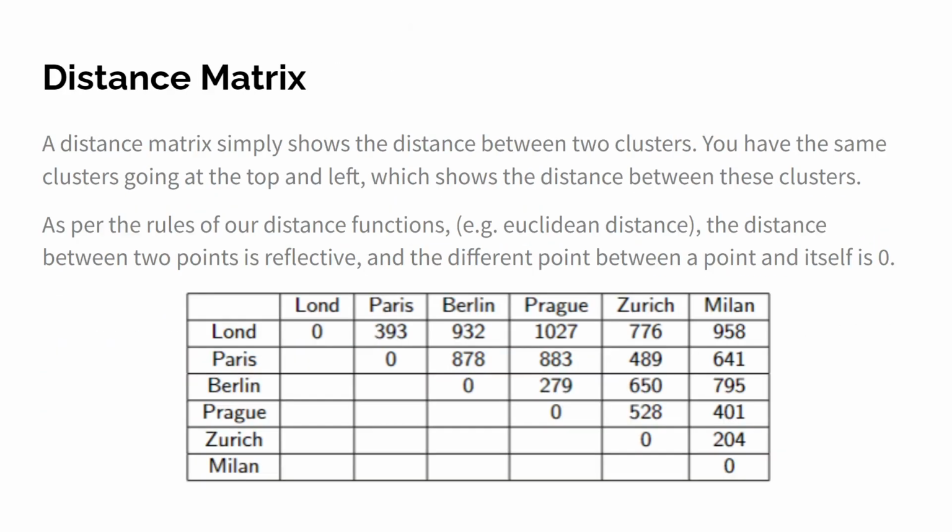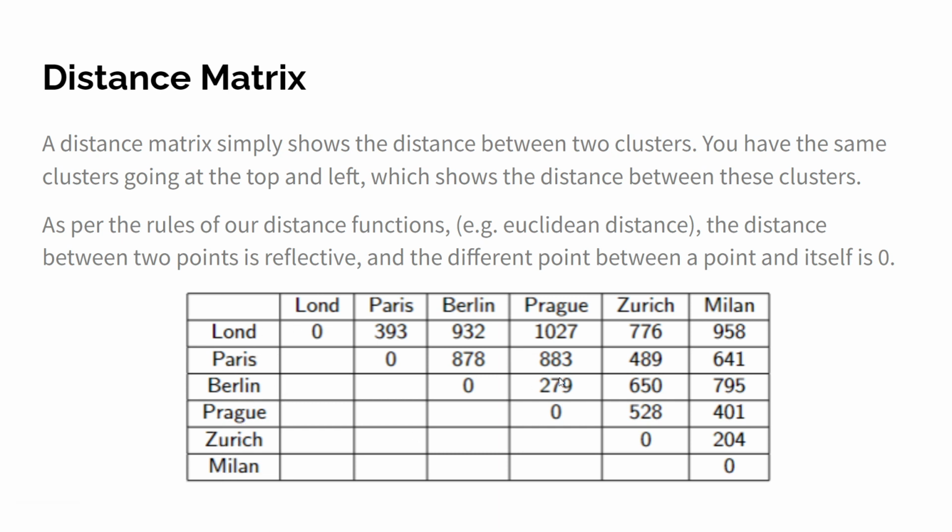The next thing we need is to know how a distance matrix works. And all the distance matrix is showing is the distance between two clusters. So at the very start, if we're doing the bottom-up approach here, the agglomerative approach, every item starts in its own cluster. So the distance between London and London is 0, obviously. The distance between London and Paris is 395. So we put every element at the top and also every element on the left.